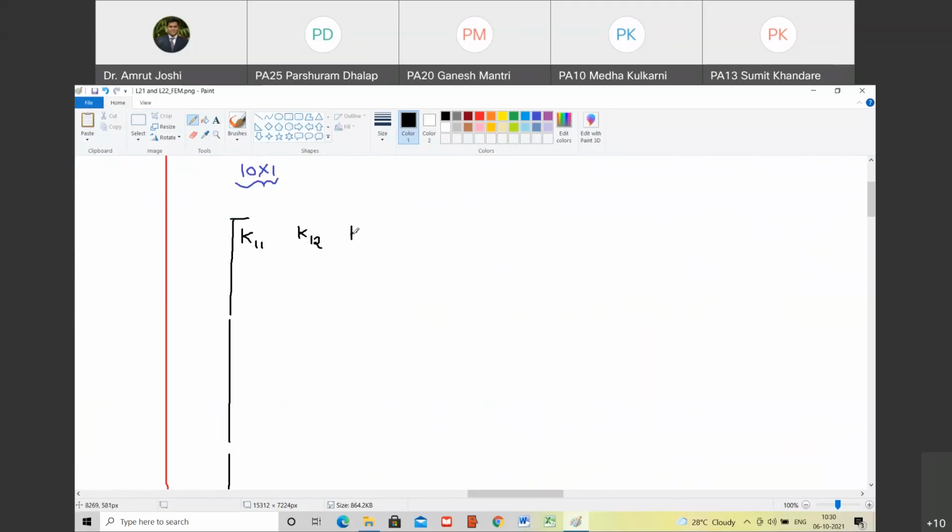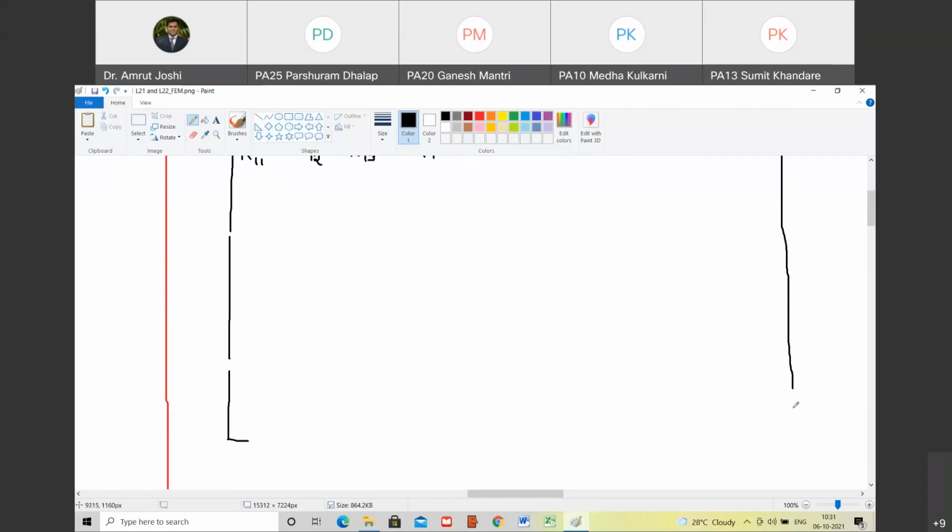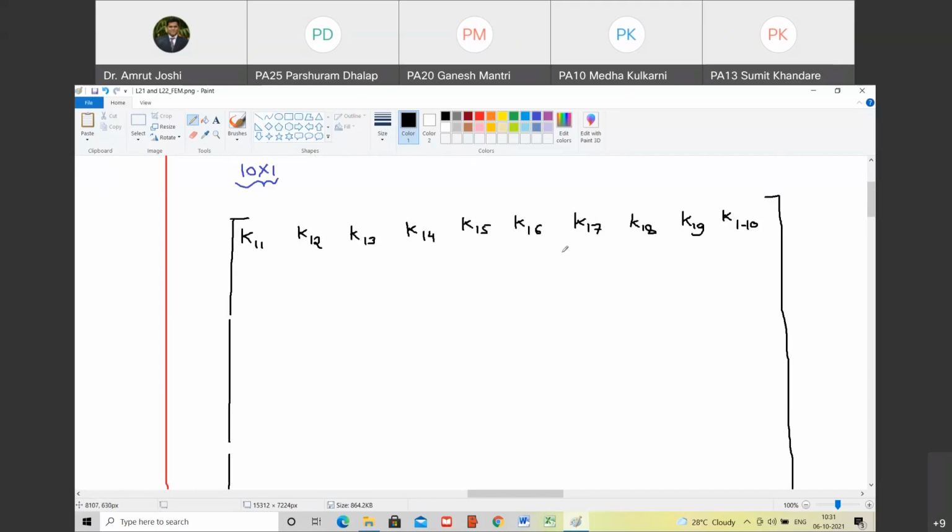K12, K13, K14, K15, K16, K17, K18, K19, and K110. Are you with me? This is the first row of the matrix, and this maps to which degrees of freedom?